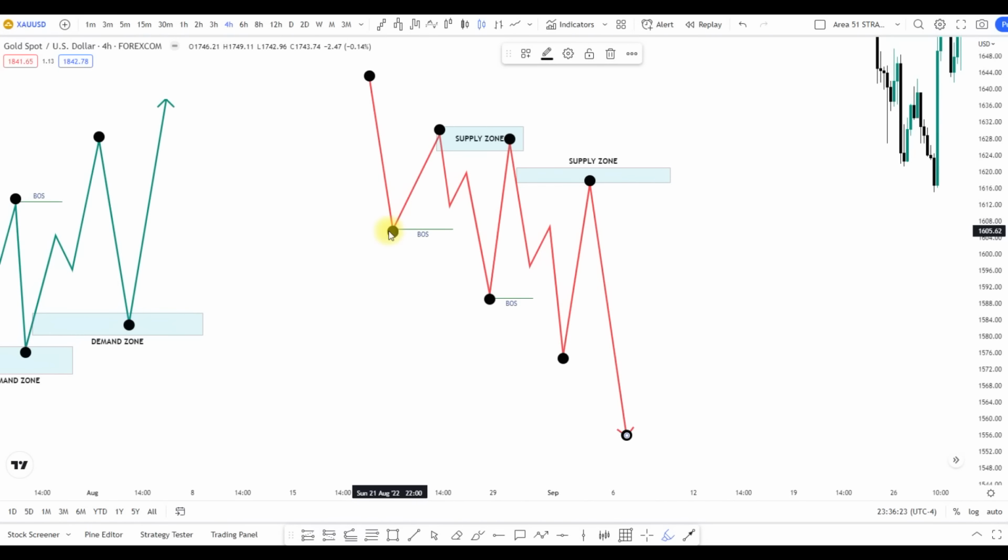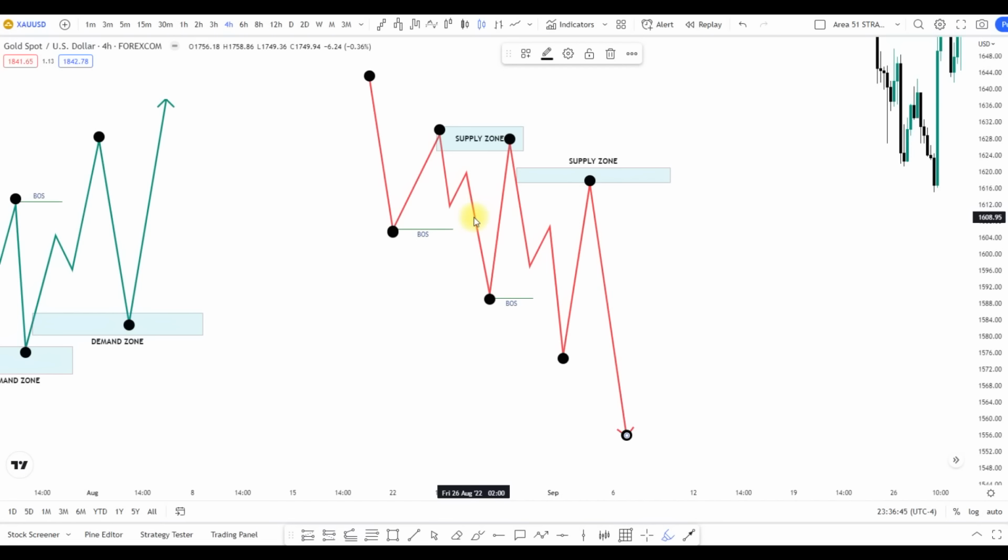Okay, so once the market breaks the previous lows, we're going to go ahead and mark our supply zone. The supply zone might be somewhere here, it might be somewhere here, it might be somewhere here before the break of the structure, which is the last move before the break of the structure. That is where the supply is.